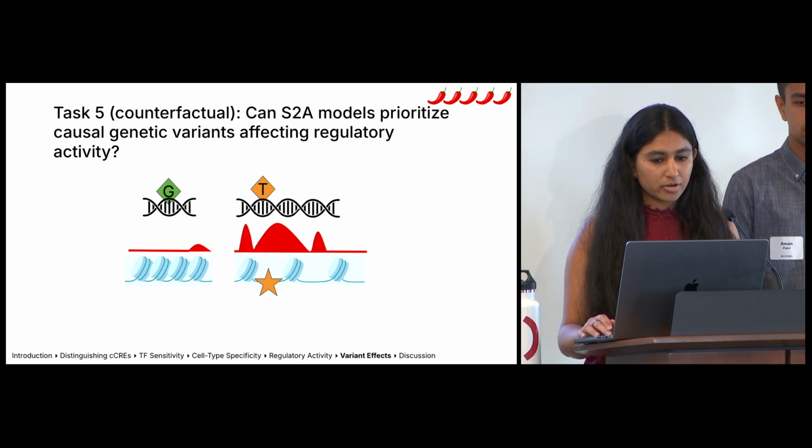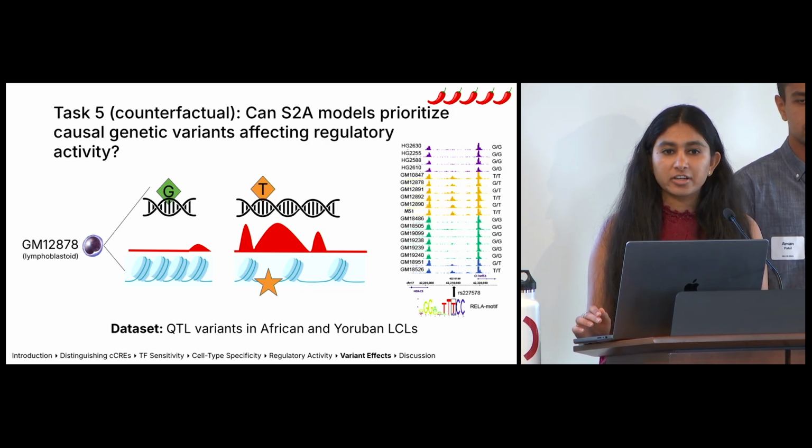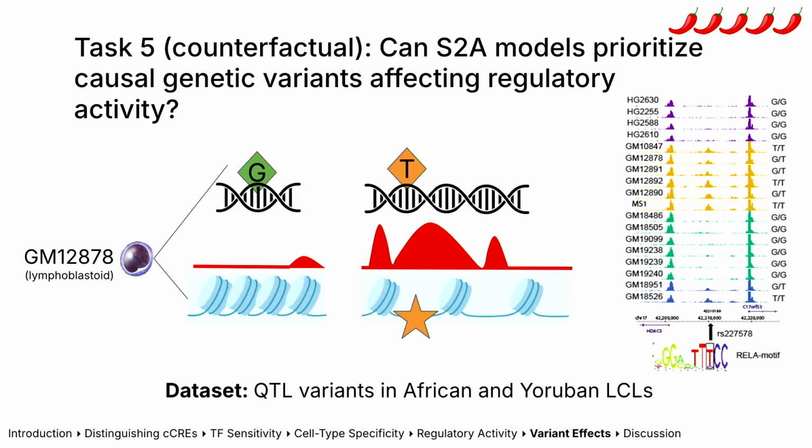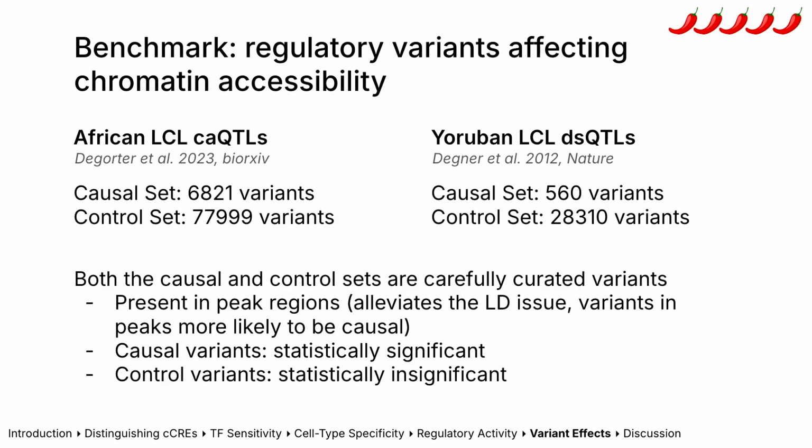To test our models, we use a dataset of chromatin QTL variants present in African and European LCLs and utilize our sequence to activity models from the previous task trained specifically on the GM12878 LCL regulatory activity and not any variant datasets. To benchmark these models, we use rigorously curated variant sets. The causal QTLs are defined as those that are statistically significant and located within peak regions, thus drastically reducing the confounding effects of linkage disequilibrium. The control set consists of statistically insignificant QTLs that also fall within peaks.